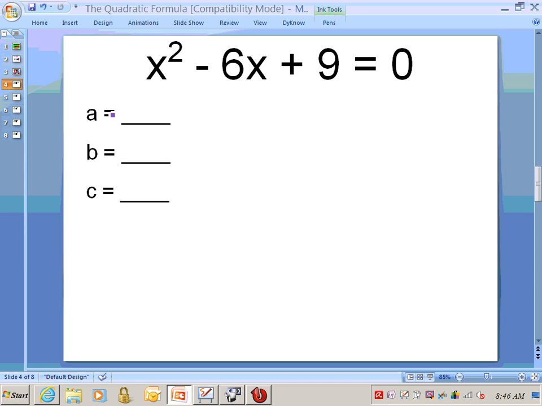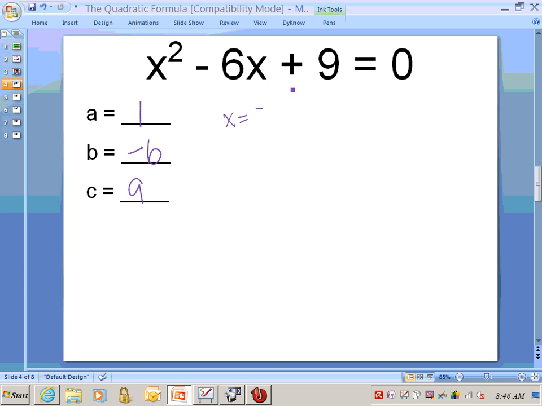Ready? What is my A value? 1. What is my B value? Negative 6. Good. What is my C value? 9. My quadratic formula is x equals what?